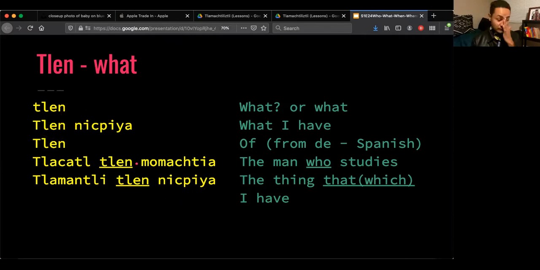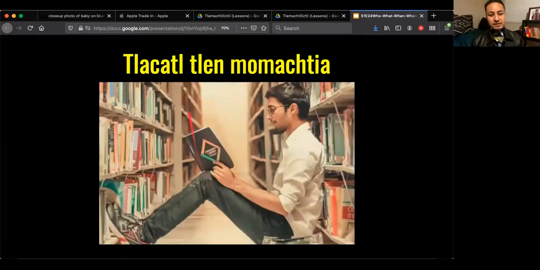Tlen has a lot of uses, and perhaps we could do a whole lesson on just learning how to use tlen correctly. And maybe that could be a future lesson. But tlen is very complicated and I tried to condense it, and maybe I forgot some meanings in here. Okay, so here's some examples.